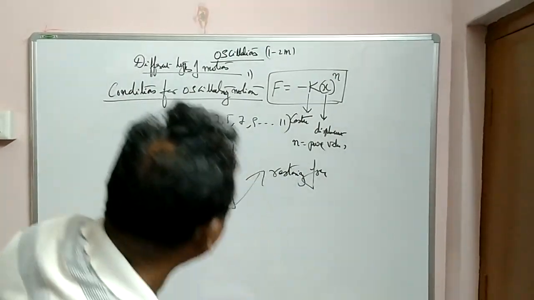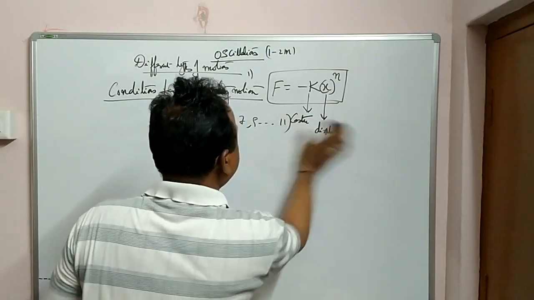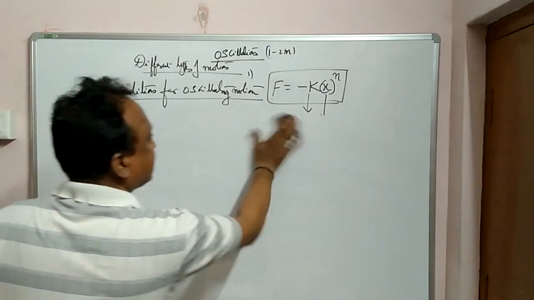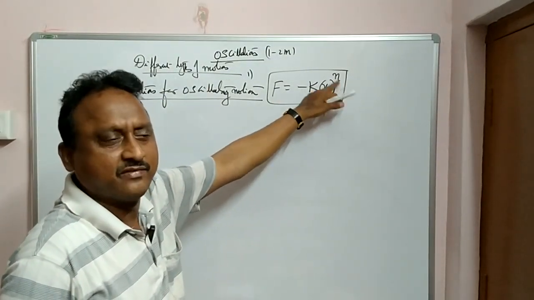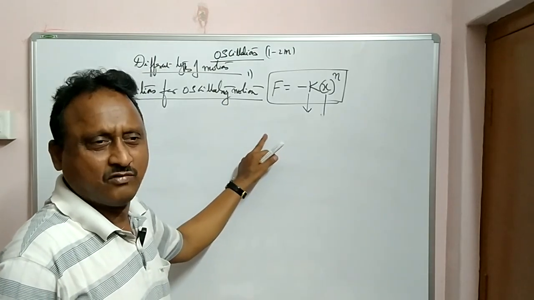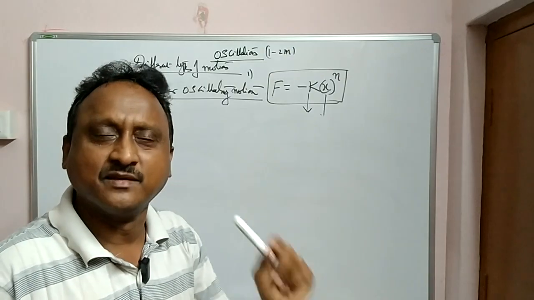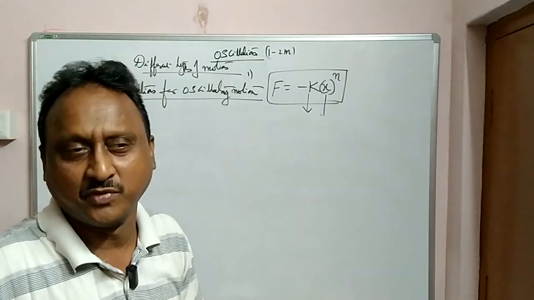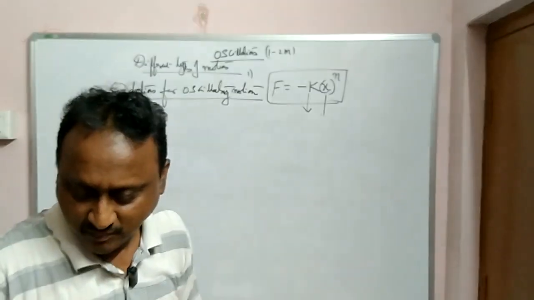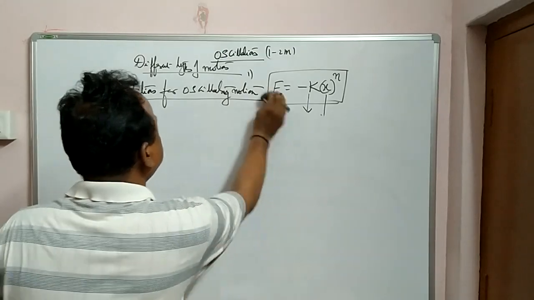So observe carefully here. We have learned one thing now. The condition for simple harmonic motion is F is equal to minus kx power n. n can take the values of odd integers, 1, 3, 5, 7, 9, and so on. But when you put n value as 1, it is simple harmonic. The remaining values give oscillatory motions, but they are not simple harmonic. Clear? Please make a note, this is a very, very important condition.